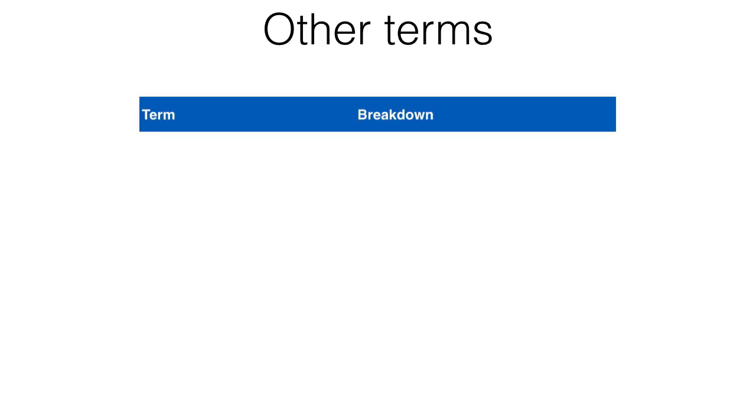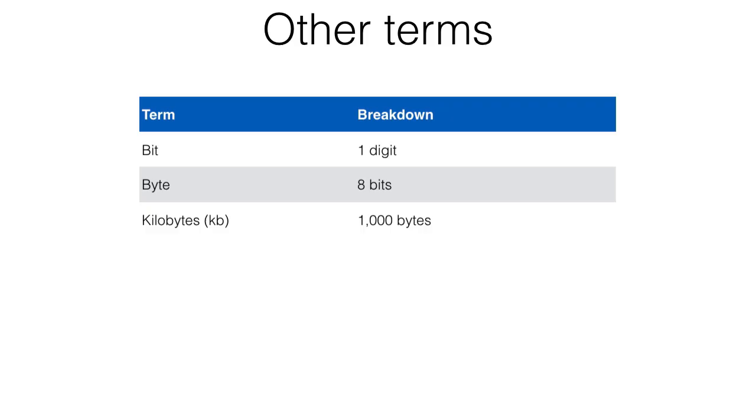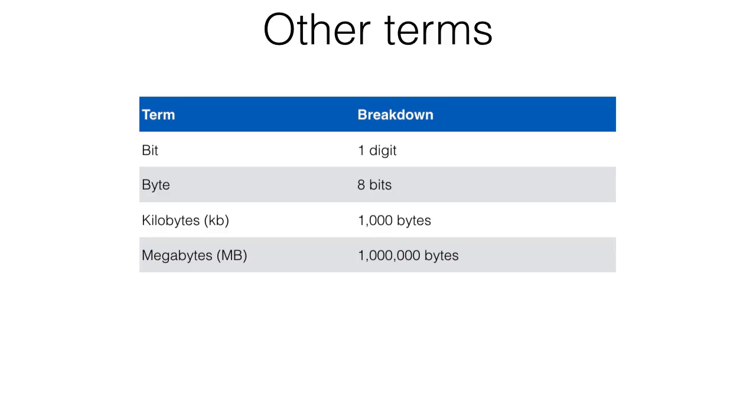So let's put this together. All right, I've got a term and I got a breakdown. So we know 1 bit is 1 digit. It's 1 binary digit. We call it a bit. 1 byte is 8 bits. A kilobyte is 1,000 bytes. And you got megabytes. That's 1,000,000 bytes.